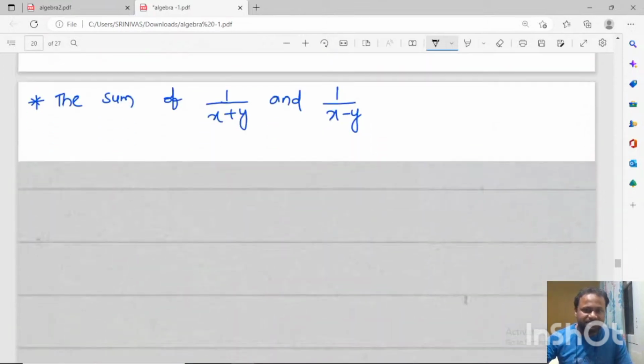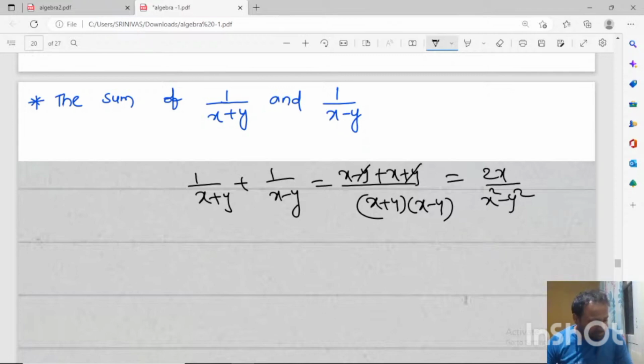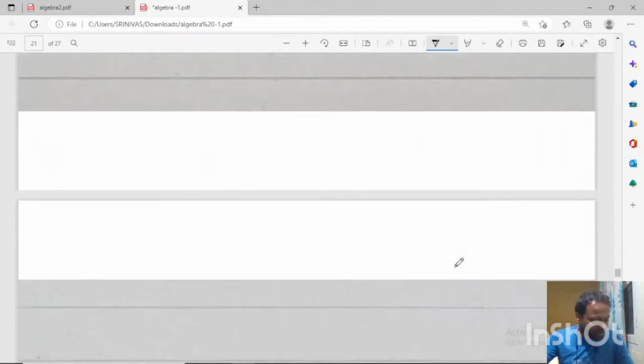And this one sum is nothing but 1 by x plus y plus 1 by x minus y. That is nothing but 1 by x plus y into x minus y. Its value will be x minus y plus x plus y. Here plus y minus y cancel, 2x divided by x square minus y square. Yes, 2x divided by x square minus y square. Okay, over.